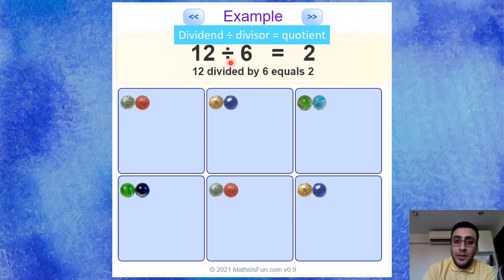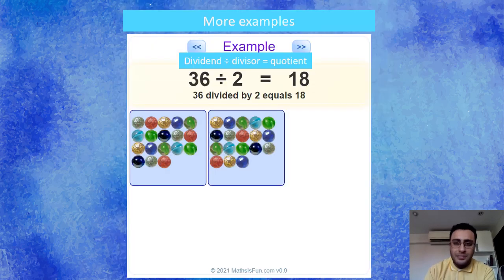So 12 divided by 6. The answer is 2. So our divisor is 6. The quotient is 2. Okay. Let's look at another example.